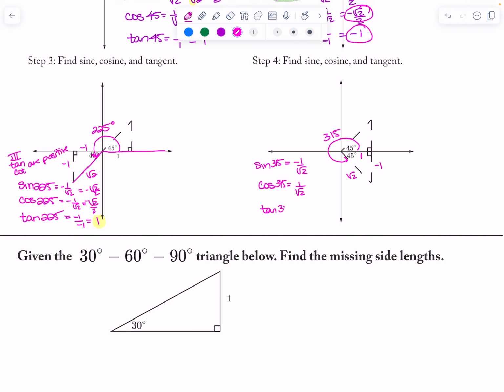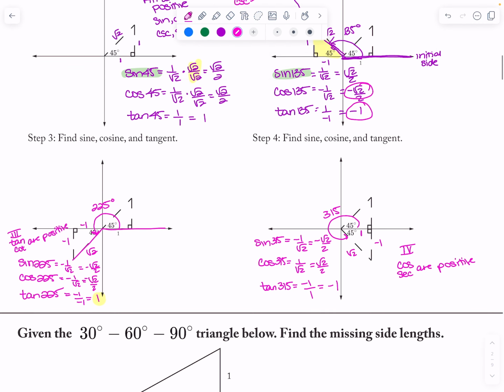I just saw the angle measurement. So it's 315, which is negative 1 over 1. So this is a negative root 2 over 2, a positive root 2 over 2, and a negative 1. So what you notice is that in quadrant 4, my cosine and my secant are positive, and secant being 1 over cosine.